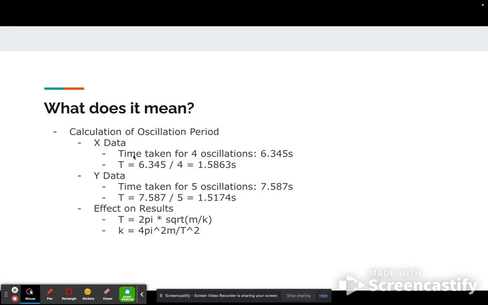And then here we're calculating the oscillation period using the X data and the Y data. So as we can see, this is slightly different. And this does have an effect on the results because we have different oscillation periods for X and Y. And one way we could fix this is just by doing an average oscillation time.